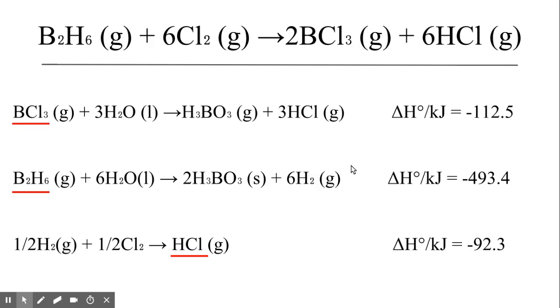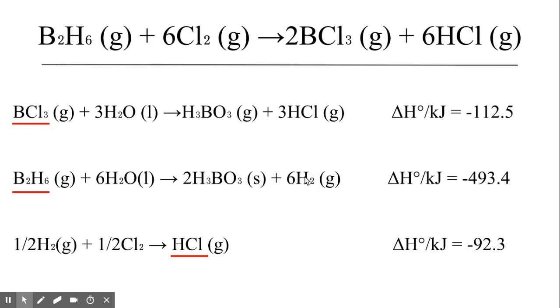So we notice that the parts of the equation that we want here are the BCl3 for this one, which is lined up with the BCl3 for the product in our initial equation, which means we're going to have to flip it to the other side by multiplying this by a negative and this by a negative. And then we're going to have to multiply that by 2 to get the moles aligned.